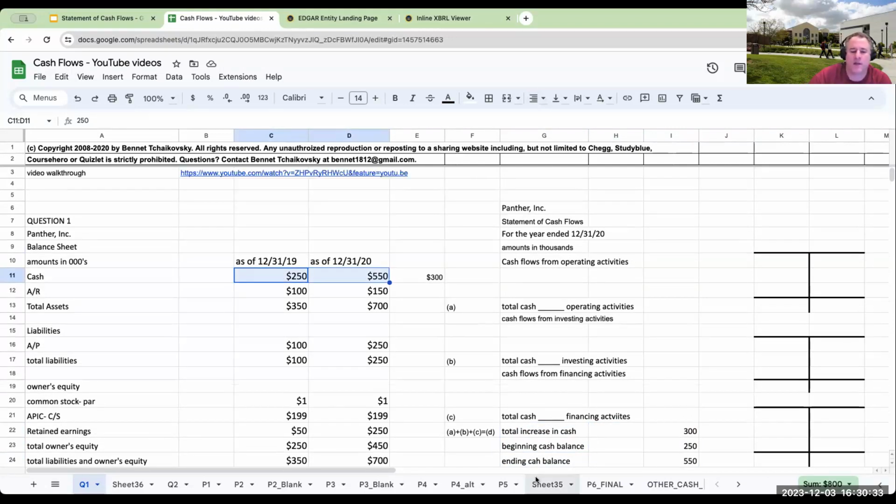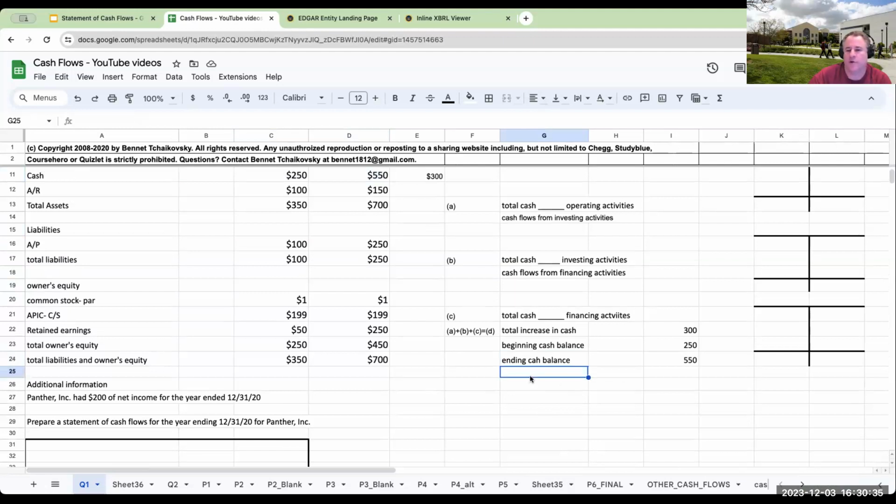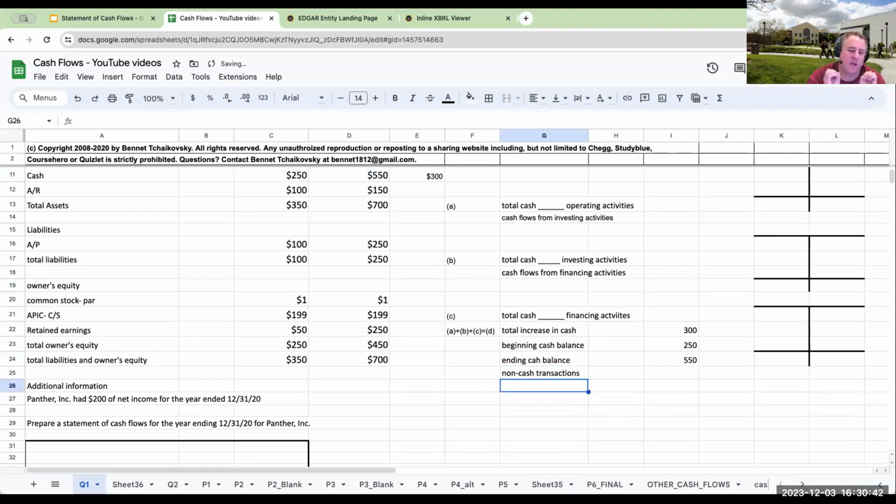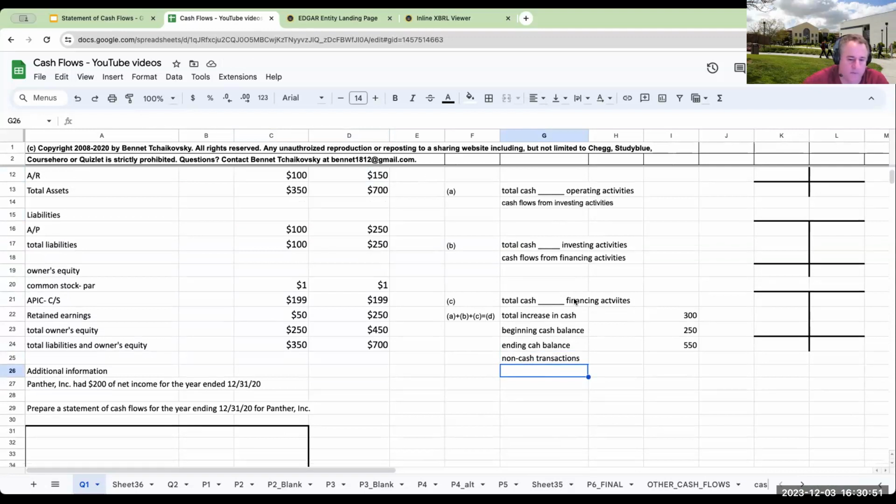The other thing I'm going to write down here, just for our own peace of mind, is something called non-cash transactions. We're not going to be dealing with that right now for this particular problem. This is an easier one, but I'm going to include it here in the skeleton because I'm going to do this every single time I do cash flows.